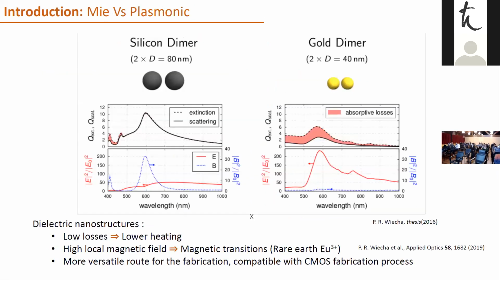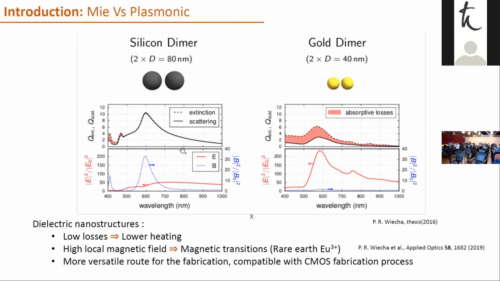So if we compare to the other system to control light at sub-wavelength dimension, which would be a plasmonic system like a gold dimer, what are the main differences? In a plasmonic system, you will have a lot of absorptive losses, so it means higher heating. For the silicon dimer, everything takes place in the scattering, so lower heating in this type of system.